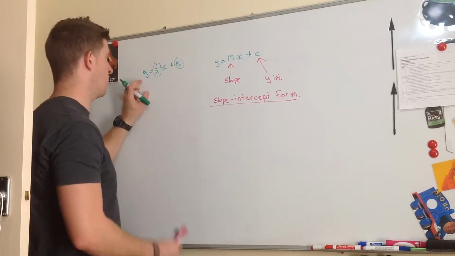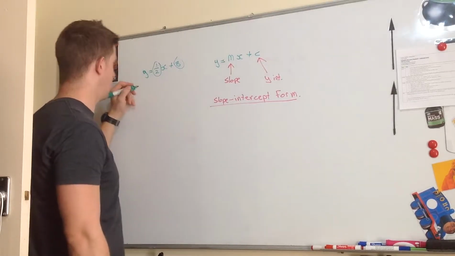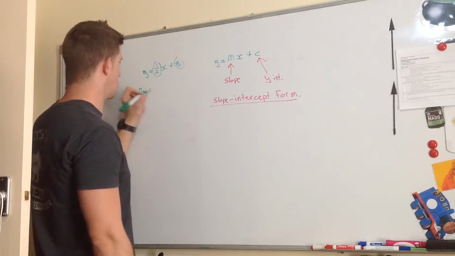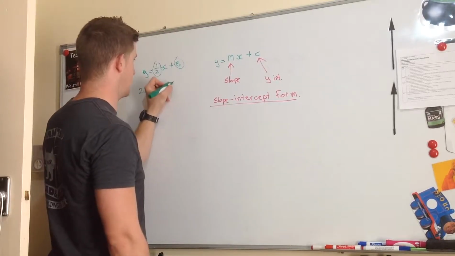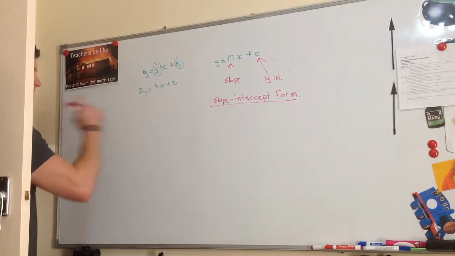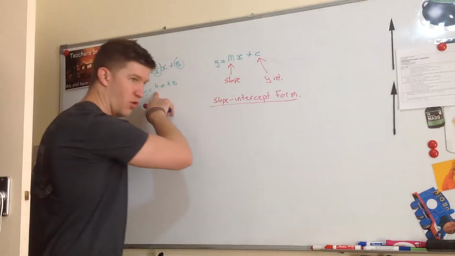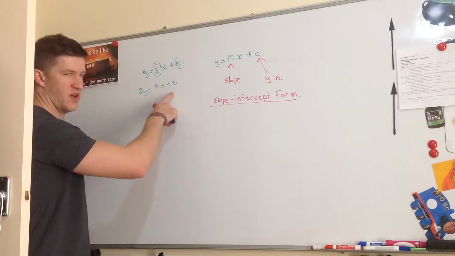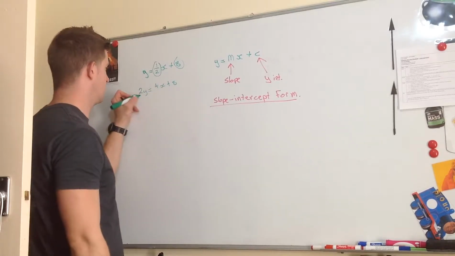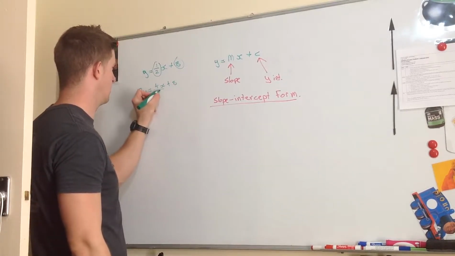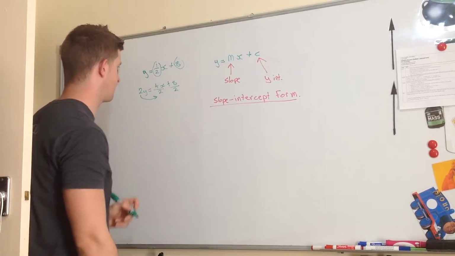8 is my y-intercept. Okay? Remember that the y always wants to be by itself. If I had 2y equals 4x plus 8, my slope is not 4 and my y-intercept is not 8. Not exactly, because I've got 2y. So I need to divide everything by 2, yeah?